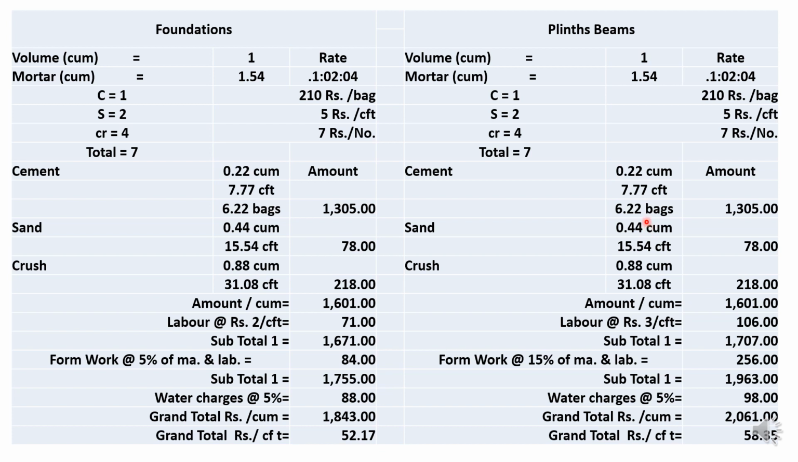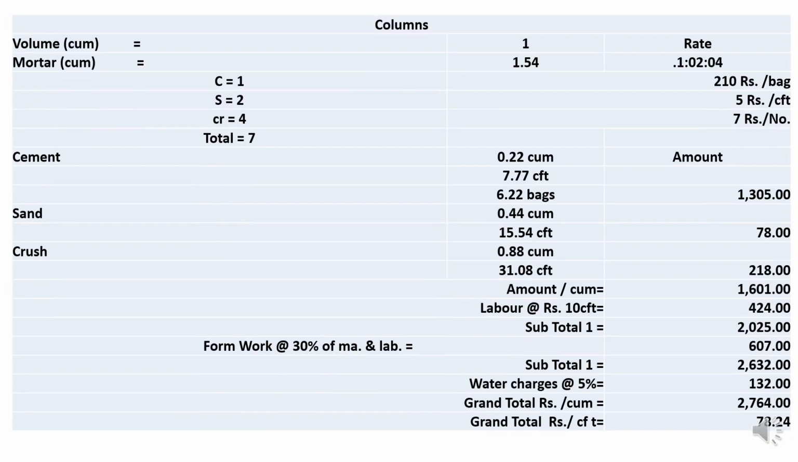Plinth beam, the same ratio and the same rates. Cement 6.22 bags 1305, sand 15.54 CFT 78, aggregates 31.08 CFT 219, amount 1601. Labor, you can see the labor is increased, 3 rupees per CFT, 106. Total will be 1707. Form work 15% of the material and labor 256, subtotal will be 1963, water charges 5% 98, grand total is 2061. So grand total per CFT will be 58.35.